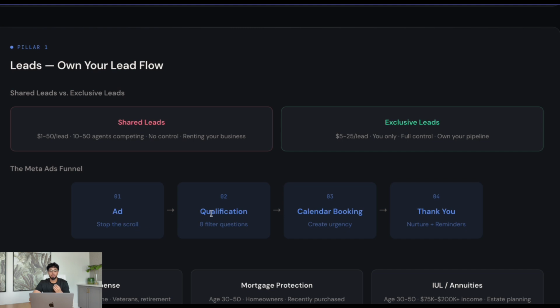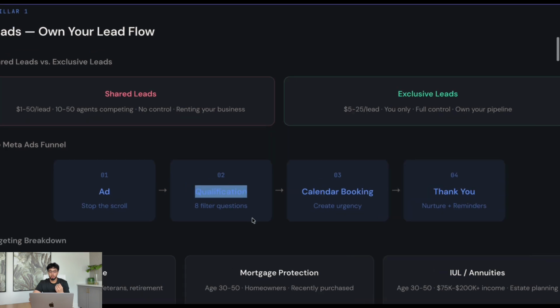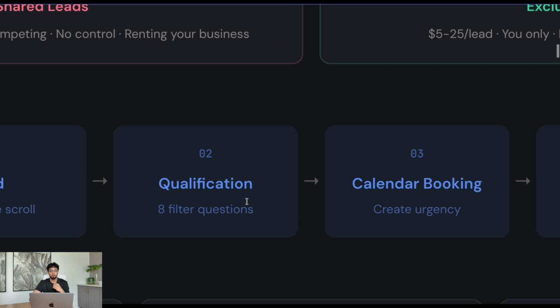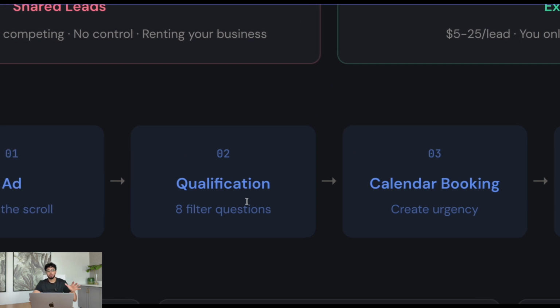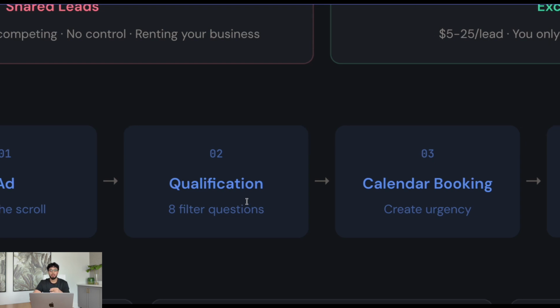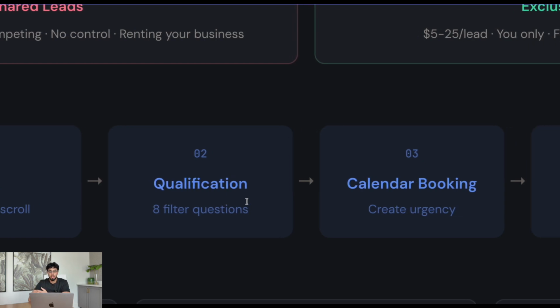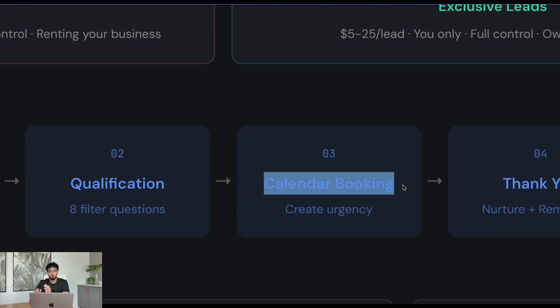And then you need to qualify the leads. You're not going to be dealing with unqualified people who have no budget, who don't know what you're talking about, who don't even know why you're calling them, which is what you deal with when you deal with shared leads. Then when you qualify somebody, you need to make sure they have a chance to actually speak with you. And you need to have a calendar booking. And of course, alongside that, you will also be contacting them.